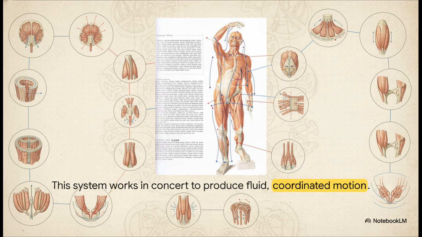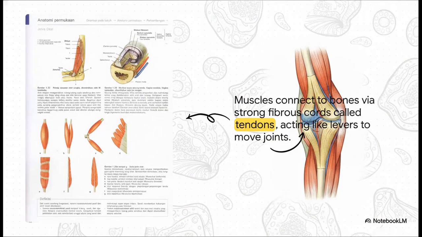It's the masseter muscle in your jaw. All of these muscles have to work together perfectly, like an orchestra, to create the smooth movements we don't even think about. So how do you attach an engine to a frame? With a really strong cable, right? In the body, that cable is called a tendon.